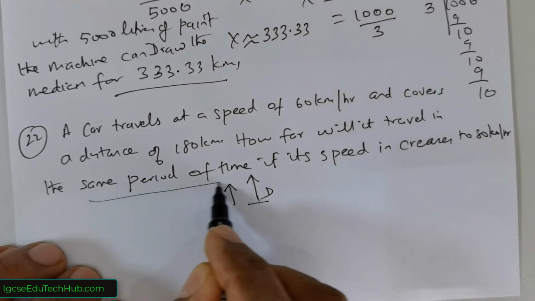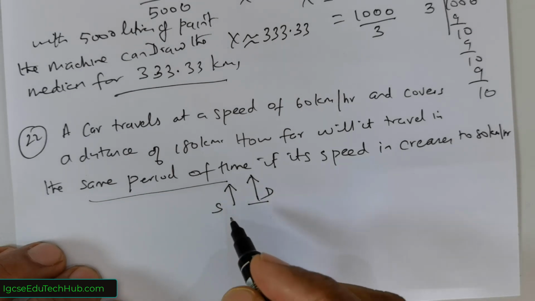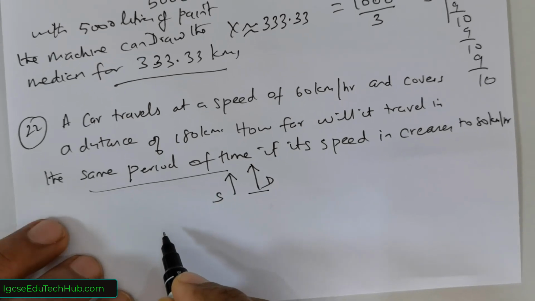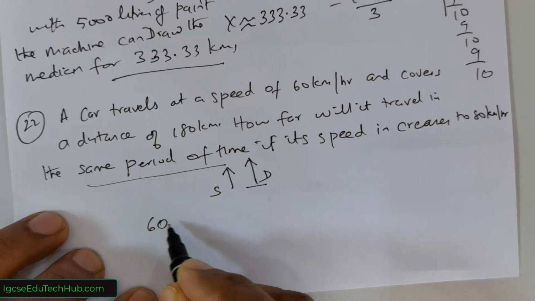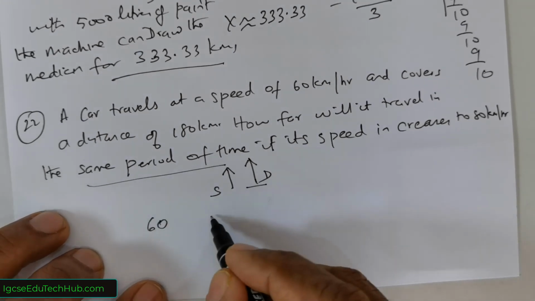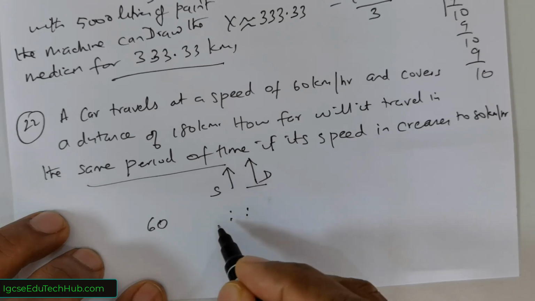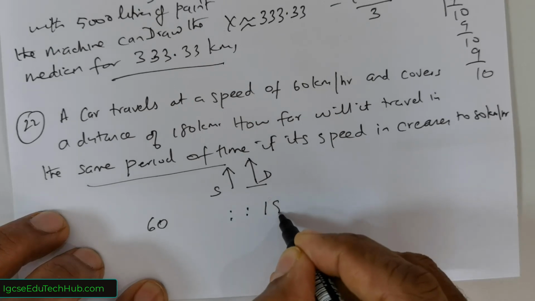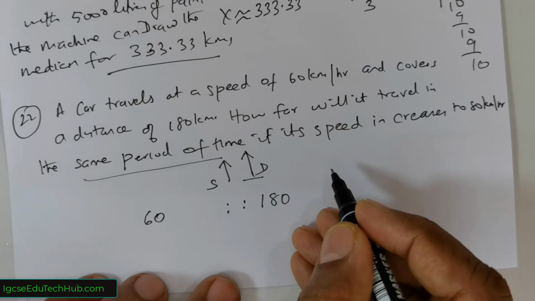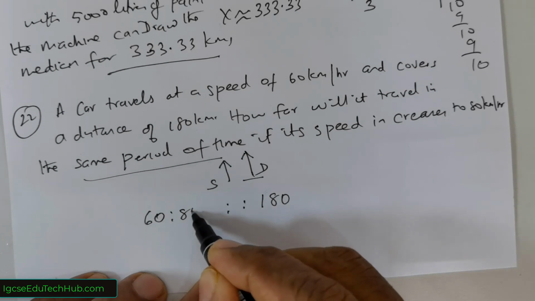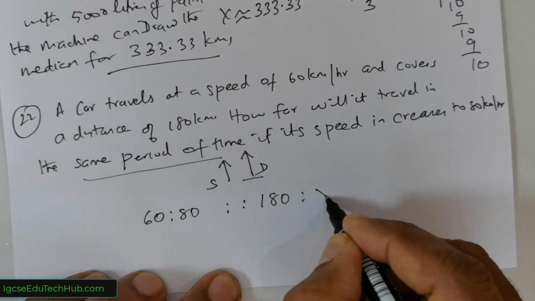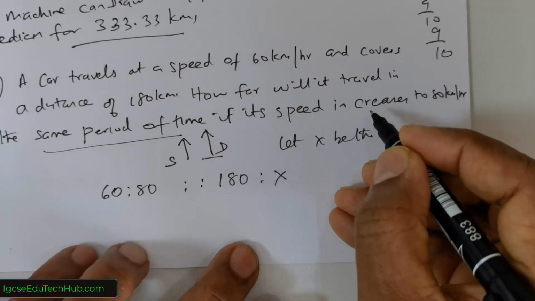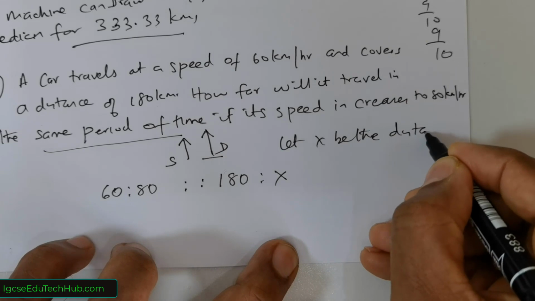Now the time period is also the same, so there isn't any change. We are expected to find the number of kilometers traveled. So I'm going to set up this system: for 60 kilometers of speed, that is 60 km per hour, the car is able to cover 180 kilometers. Now the speed is increased to 80 km. We are expected to find the distance x. So let x be the distance covered.